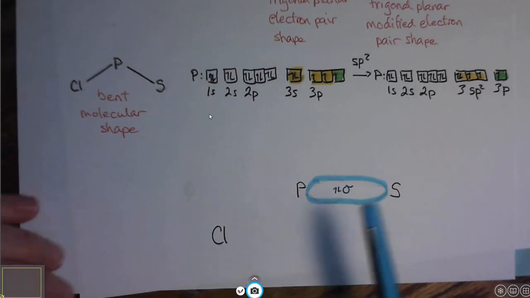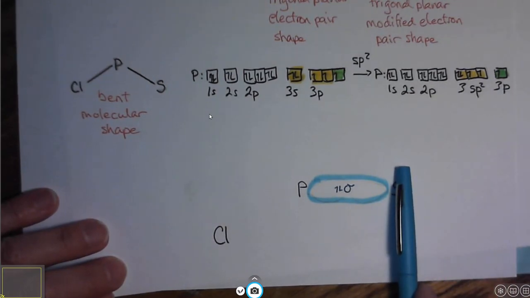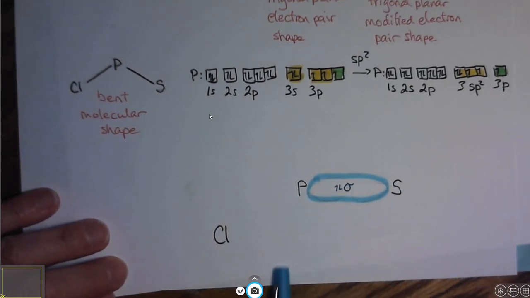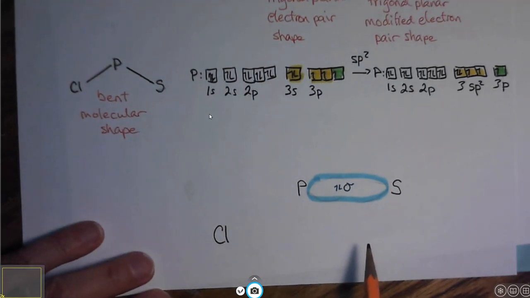All right then, we've got this p orbital that's not hybridized. And for a double bond, I've got to have an unhybridized p orbital on the sulfur and the phosphorus. Okay? What's the shape of a p orbital? Ginger, what's the shape of a p orbital? We made balloon models of p orbitals in Unit 2.